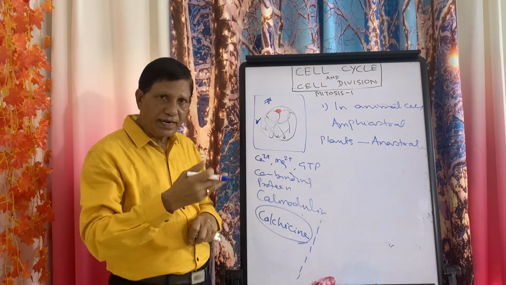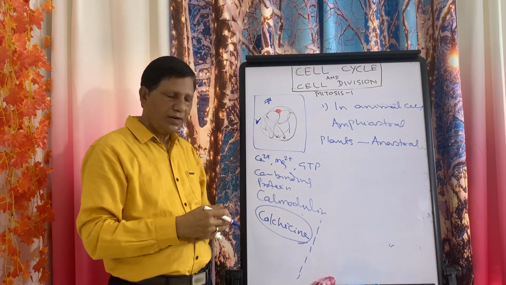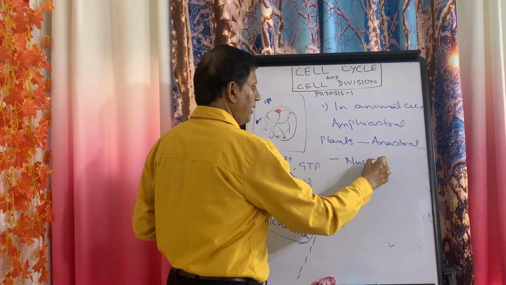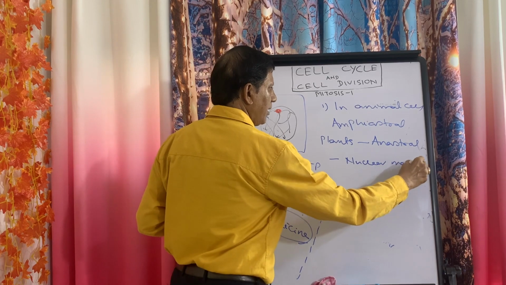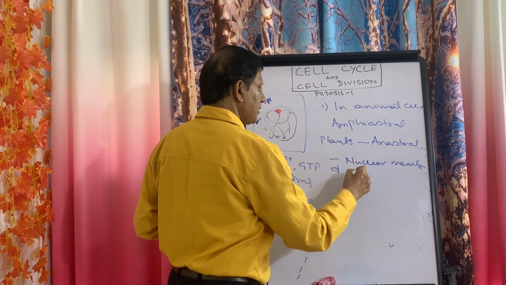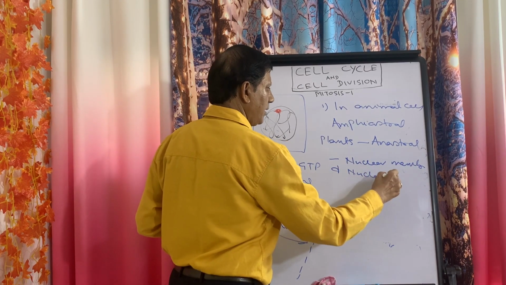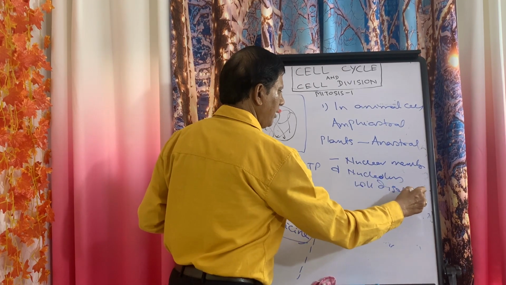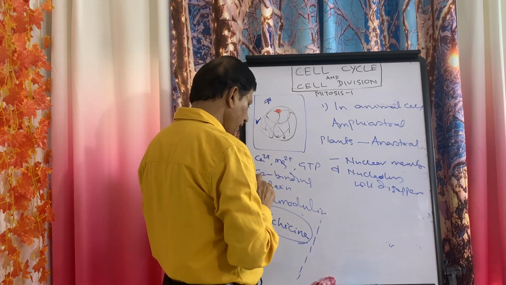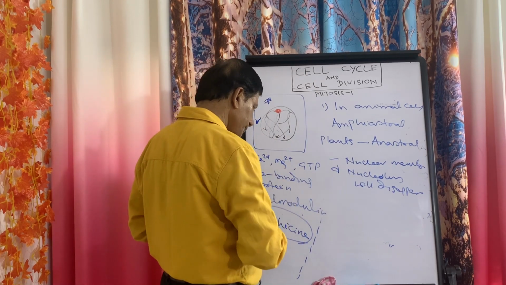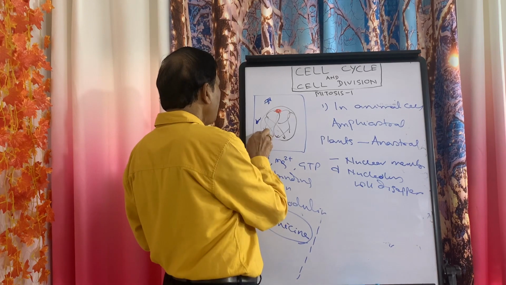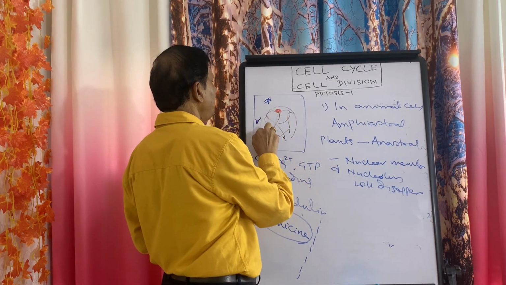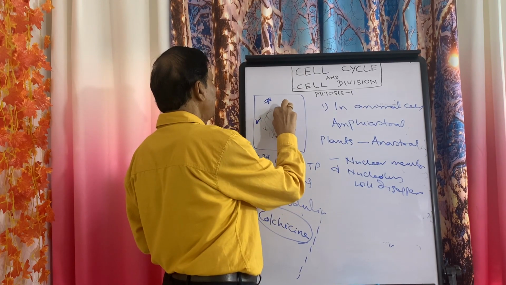Now towards the end of prophase, what will happen? Towards the end of prophase, the nuclear membrane and the nucleolus will disappear. That means the nuclear membrane will gradually disintegrate and disappear. The nucleolus will also disappear.